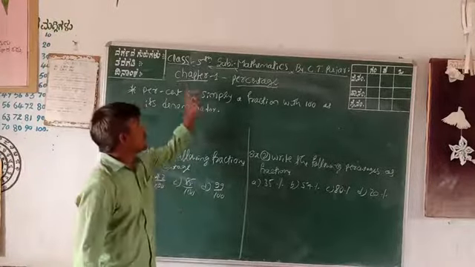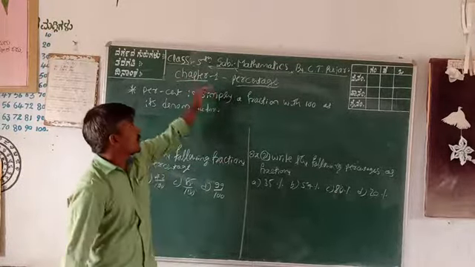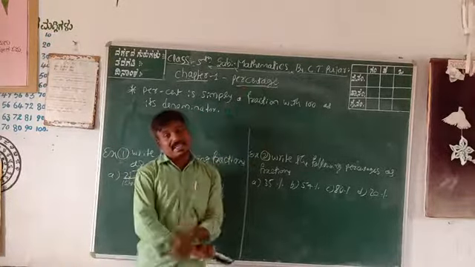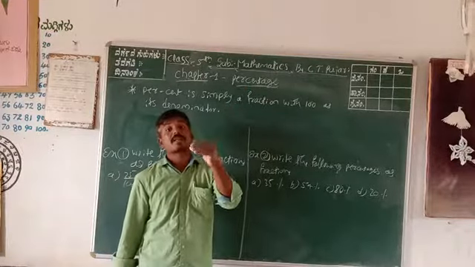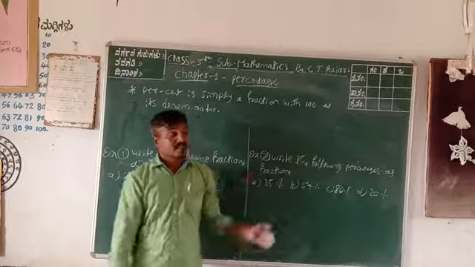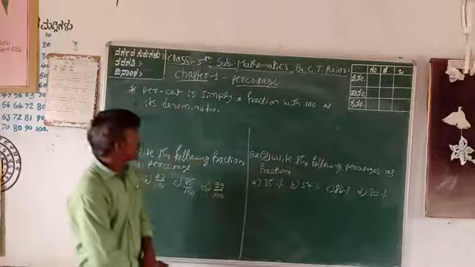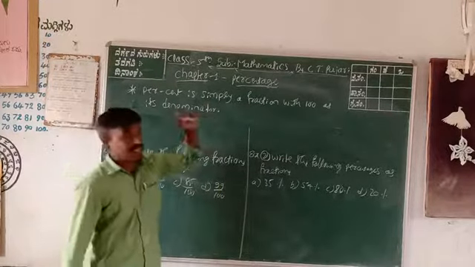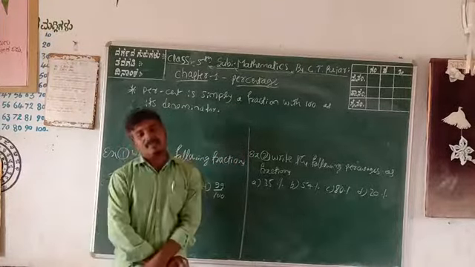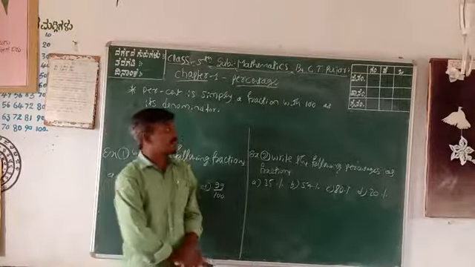Dear students, in your 5th standard textbook, part 2, term 2, chapter number 1 is percentage. First of all, the meaning of percentage. Percentage means per cent, that is, per hundred. Percent is simply a fraction with denominator 100. A fraction with denominator 100 is called a percentage.